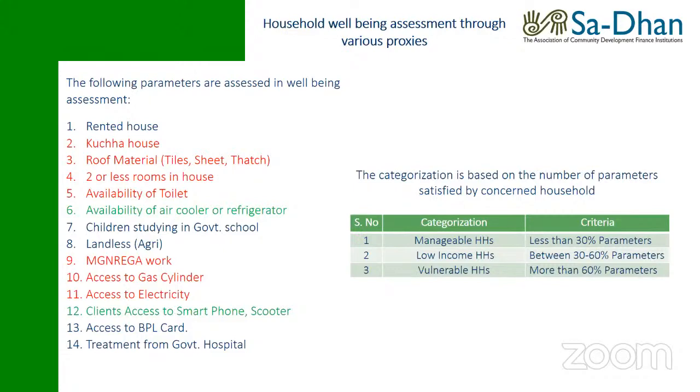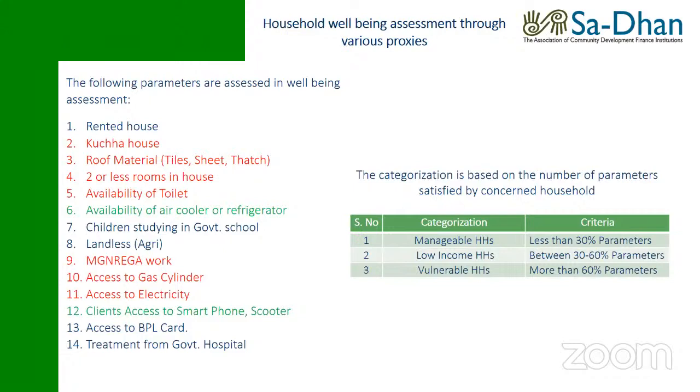So housing is one major parameter, which is very visible, which helps us understand the well-being status of the household to a reasonable accuracy. That is what we felt in our study. Under housing, we are taking the rented house as one parameter, whether it's a kacha house or a pakka house, and the roof material, whether it's tile, sheet, or thatch. We're looking at the number of rooms. Two or fewer rooms is one parameter we're taking.